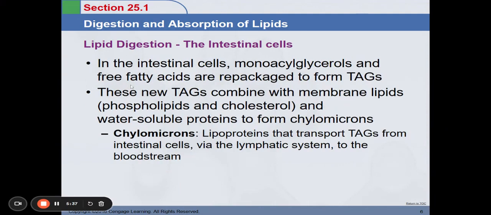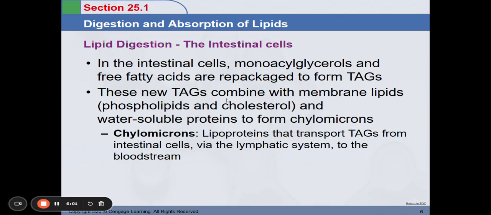So yung lipid digestion natin continues. In the intestinal cells, monoacylglycerol and free fatty acids are repackaged to form your TAGs. Pag nandun na sila sa mga cells, these new TAGs combine with membrane lipids like phospholipids and cholesterol and water-soluble protein to form chylomicron. So what is this chylomicron?